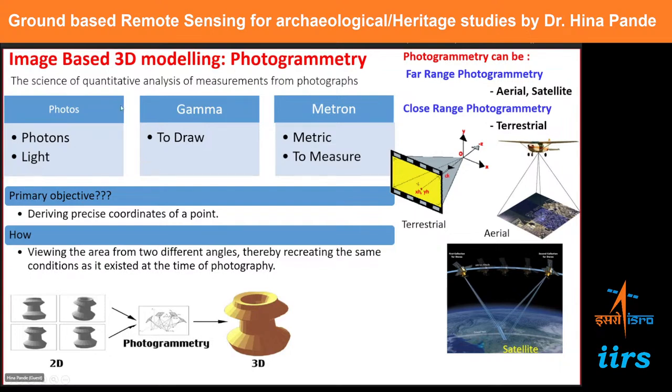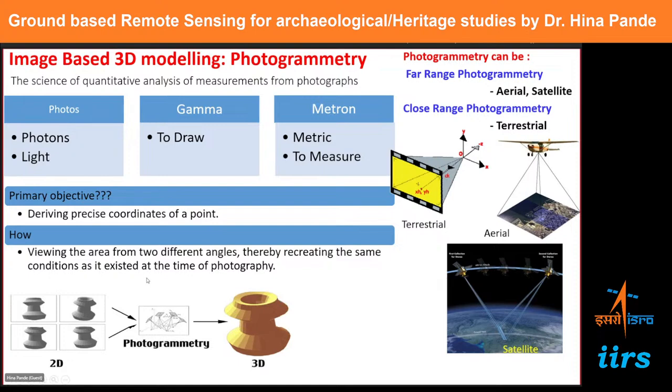Now, basically, we would define it as the science of doing quantitative analysis or measurements by using photographs. It is made up of 3 Greek words: photos, which means light or photons, gamma, and grammetry, to draw. After that we use these photographs to take metric measurements. So the primary objective of using these overlapping images is that we are able to derive precise coordinates of the points in the overlapping region of the photographs.